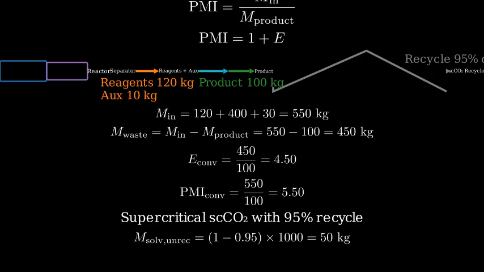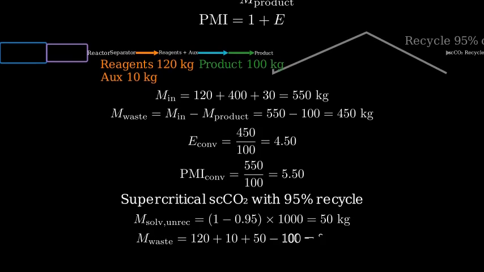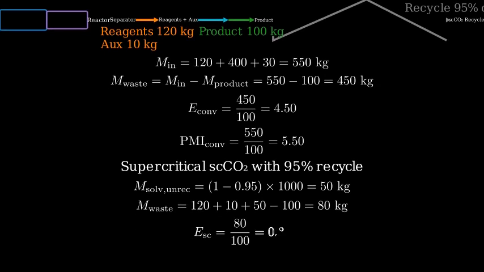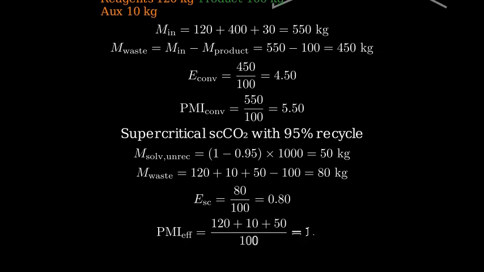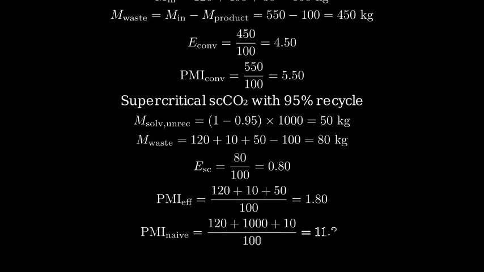For supercritical, the circulating solvent is 1,000 kilograms per batch pass with 95% recovery, so only 50 kilograms of SCCO2 count as waste. Reagents 120, auxiliaries 10. Waste equals 80, E equals 0.8, effective PMI equals 1.8. It is also good practice to report the naive PMI that would count all solvent flow, which would be 11.3 here, together with the recycle rate.